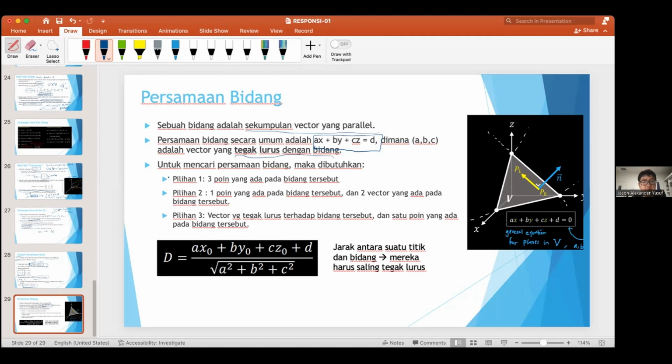So this is the general procedure. So not the general procedure, sorry. This is the 3 types of questions that you can get. The first one is you're given 3 points that are on the plane. The second type is you're given a point on that plane and also 2 additional vectors that are on that plane. The third one that you can get is a vector that is perpendicular to that plane and 1 point that is present on that plane.